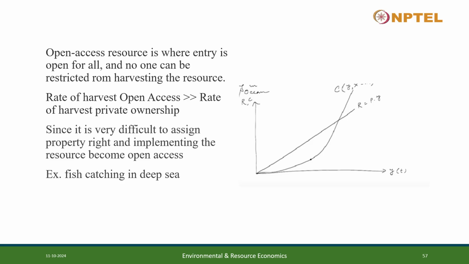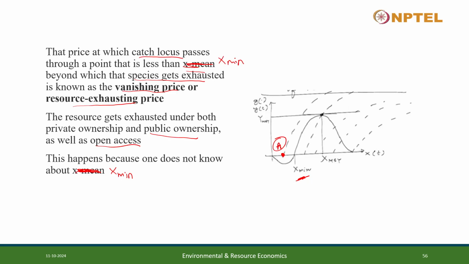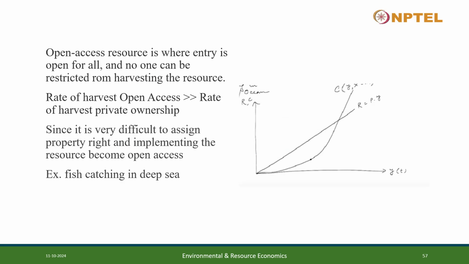Now what we are trying to do is we have talked about three kinds of ownership: private, public, and open access. So now open access resources are those where entry is open for anyone.